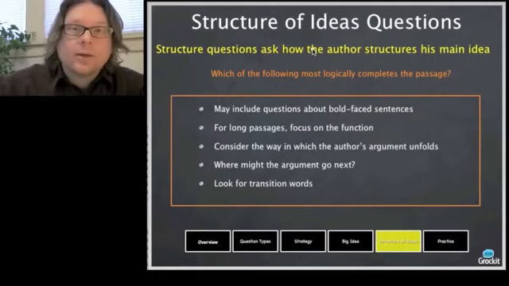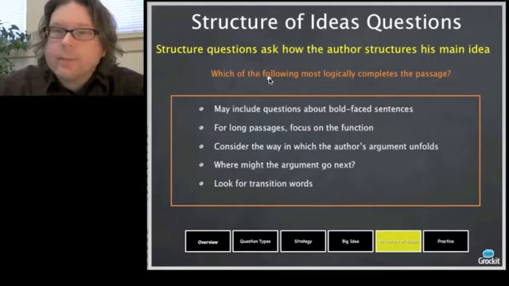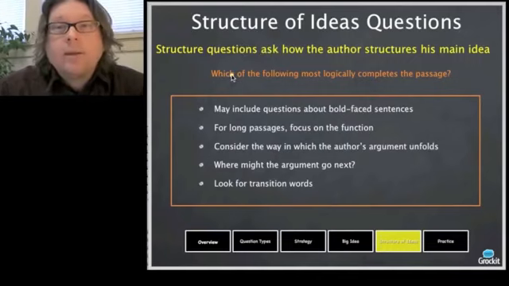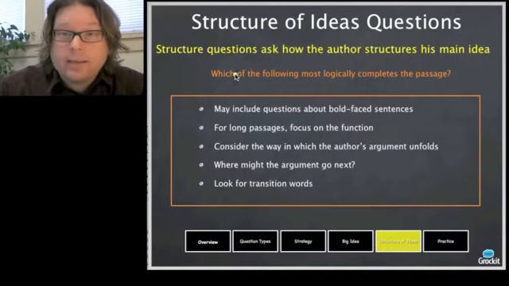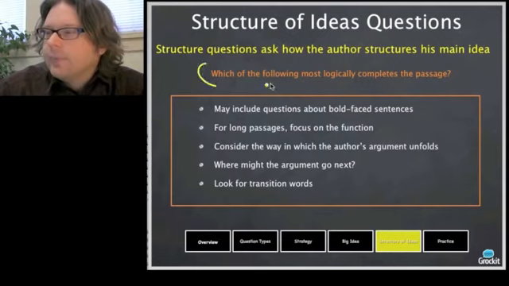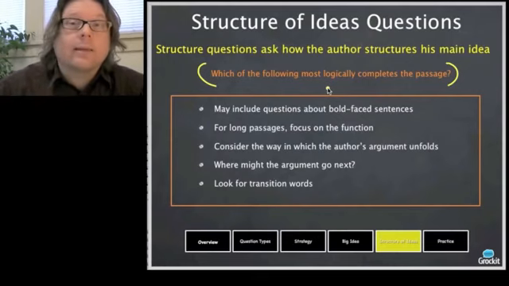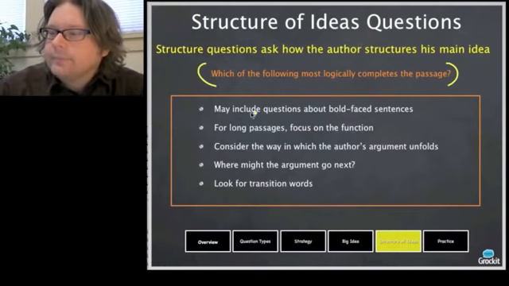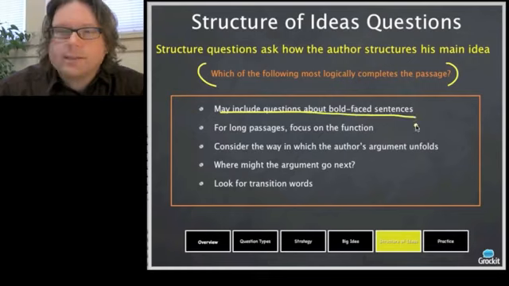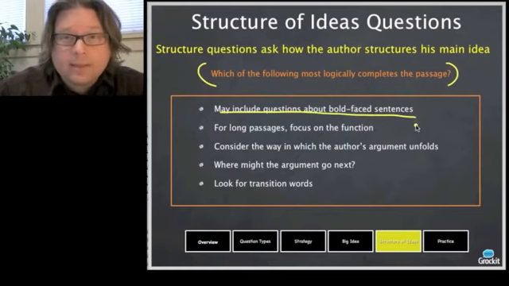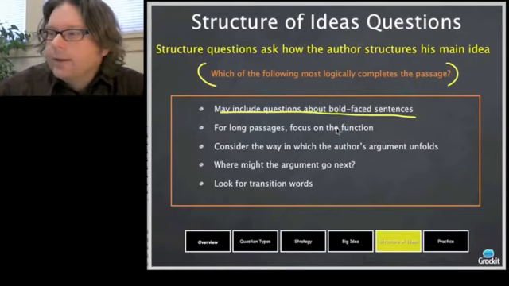All right. So structures of ideas question is the other type we're talking about today. And so these are about how the author constructs what the main idea or intention was. Which of the following most logically completes the passage? It might be a sentence like, hey, which would be the next thing that the author is going to talk about? So it may include questions about bold-faced sentences. What's this sentence doing in the author's argument?